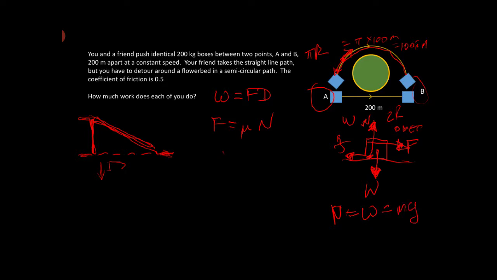So we have the coefficient of friction, which up here it says is 0.5, and times the mass of the box, which we can find up here. It's 200 kilograms, and g is just your friendly neighborhood gravitational acceleration. So let's look at this.